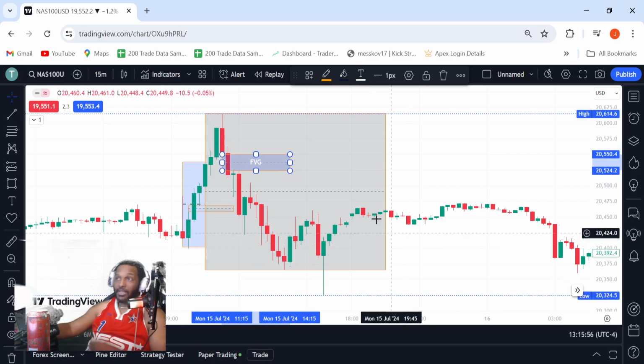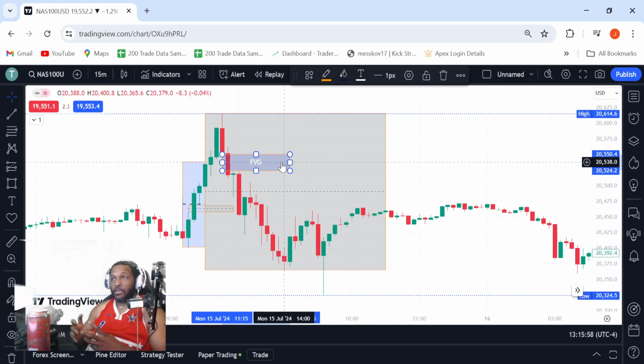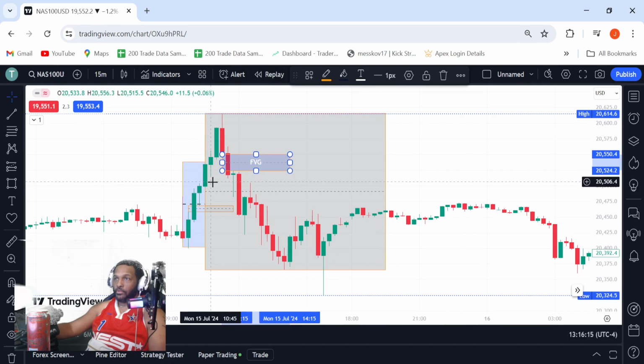Or this could be just residing and waiting to be mitigated in the future for a different type of setup, for liquidity to be taken, price to be paired, or liquidity to be run. That's the other scenario with this. So that out of the way, this is a fair value gap.